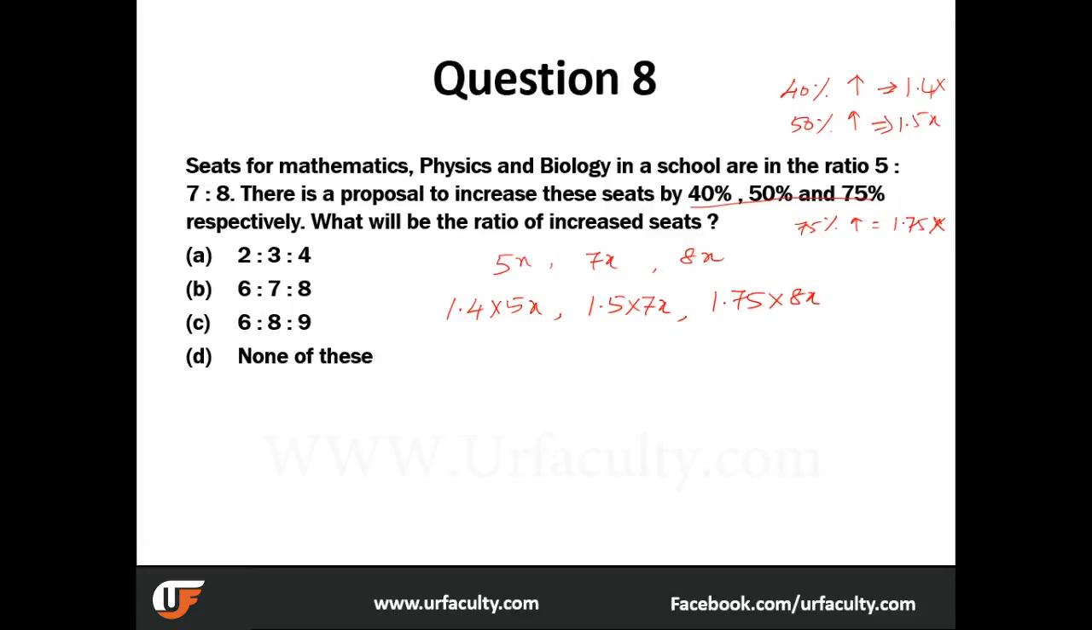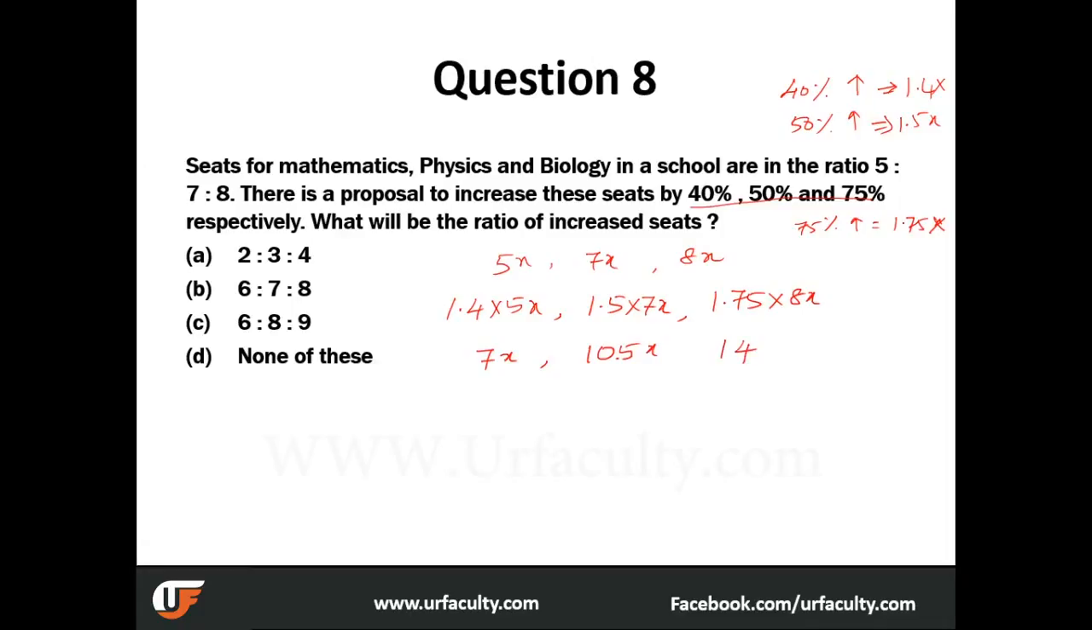14 5s are 70, because it's a decimal, we write it as 7x. 15 7s are, how much is that? 105x. And 175 into 8: 8 5s are 40, 4, 8 7s are 56, 60, 8 1s are 8, 14.